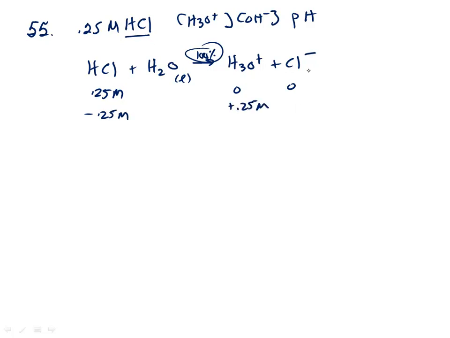How much of the chloride ion do we gain? 0.25 molar. So at equilibrium, this is 0. This we don't worry about. This is 0.25 molar. This is 0.25 molar. All right. So tell me what the hydronium ion concentration is going to be.